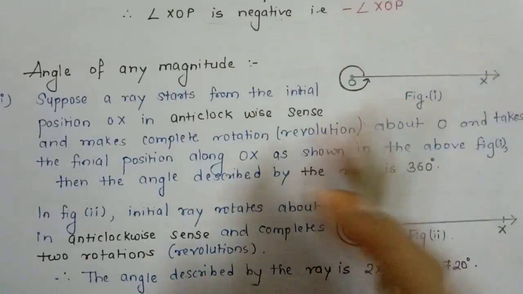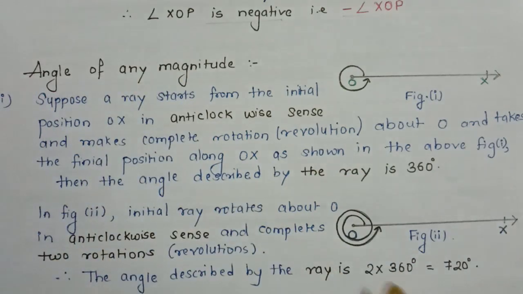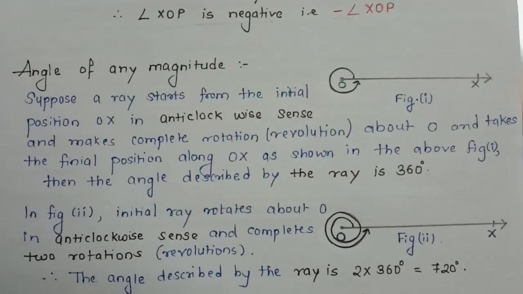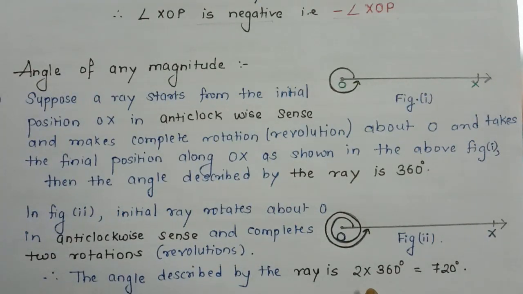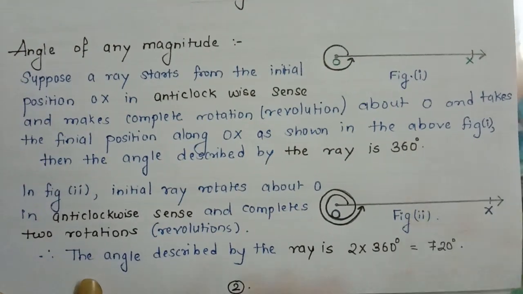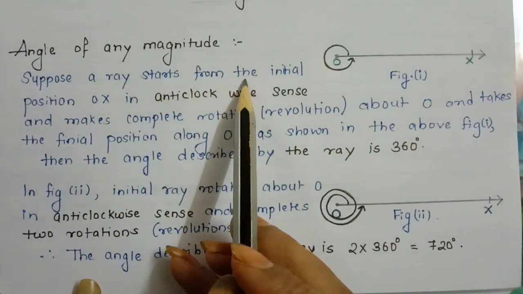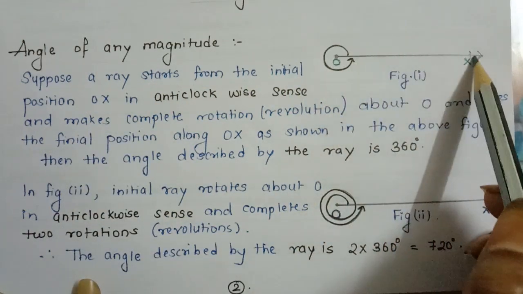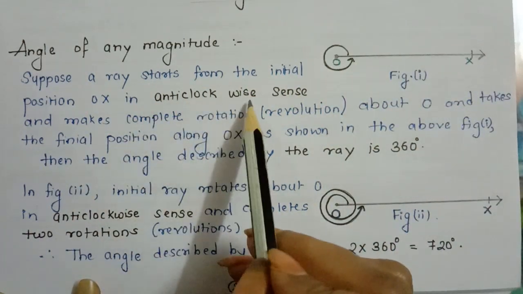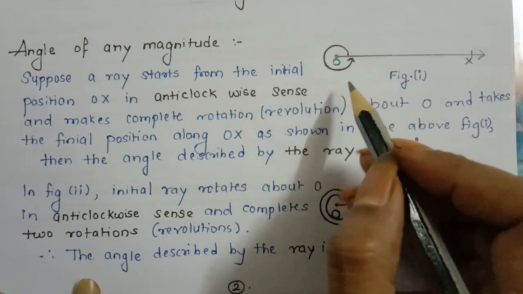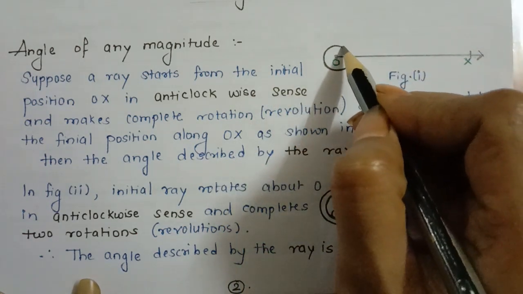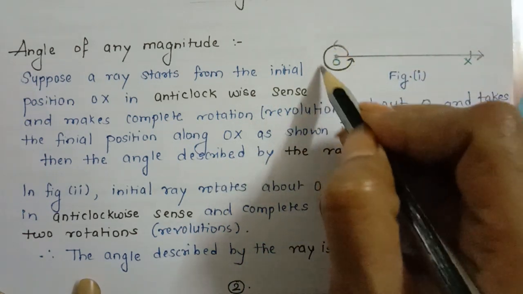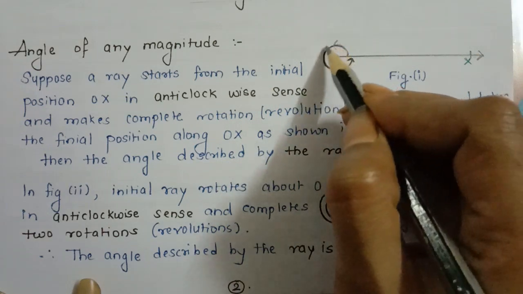Now we'll start with the angle of any magnitude. Now see what is angle of any magnitude. Okay, suppose a ray starts from the initial position OX. So you all can see this is the ray OX in anti-clockwise sense. Anti-clockwise sense matlab it is moving in upward direction, then coming to the down part.